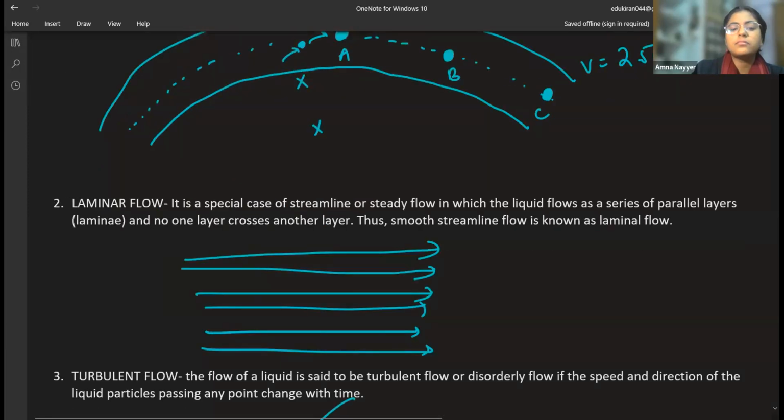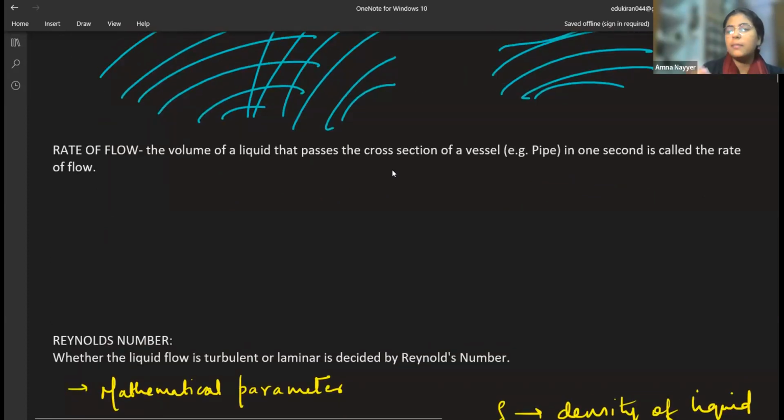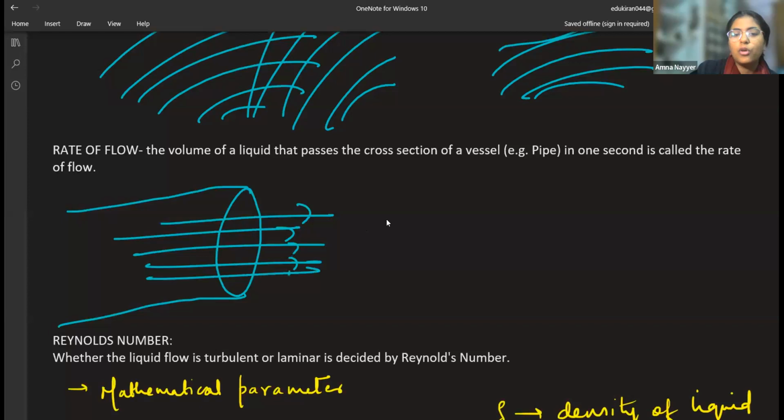All right. Next is rate of flow. Rate of flow means the amount of fluid that crosses per unit area. How much amount of fluid has flowed. So the volume of liquid that passes a cross section. Suppose this is the end of a pipe. Whatever is the volume of the fluid which is crossing this, volume per unit area, this is called rate of flow. Amount of fluid which is crossing per unit cross-sectional area is known as the rate of flow.